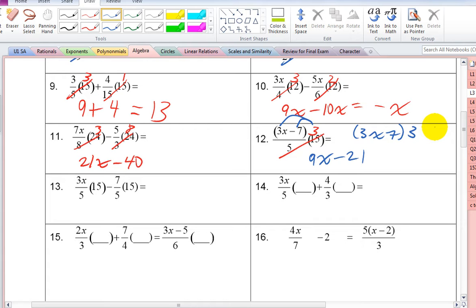Do number 13. What do you notice about the 13 and 12? They're the same question, right? They look different, but they're exactly the same. Question 13 just has the 15 multiplied to the inside. Okay, question 14. What number should we pick that'll cancel with 5 and 3?